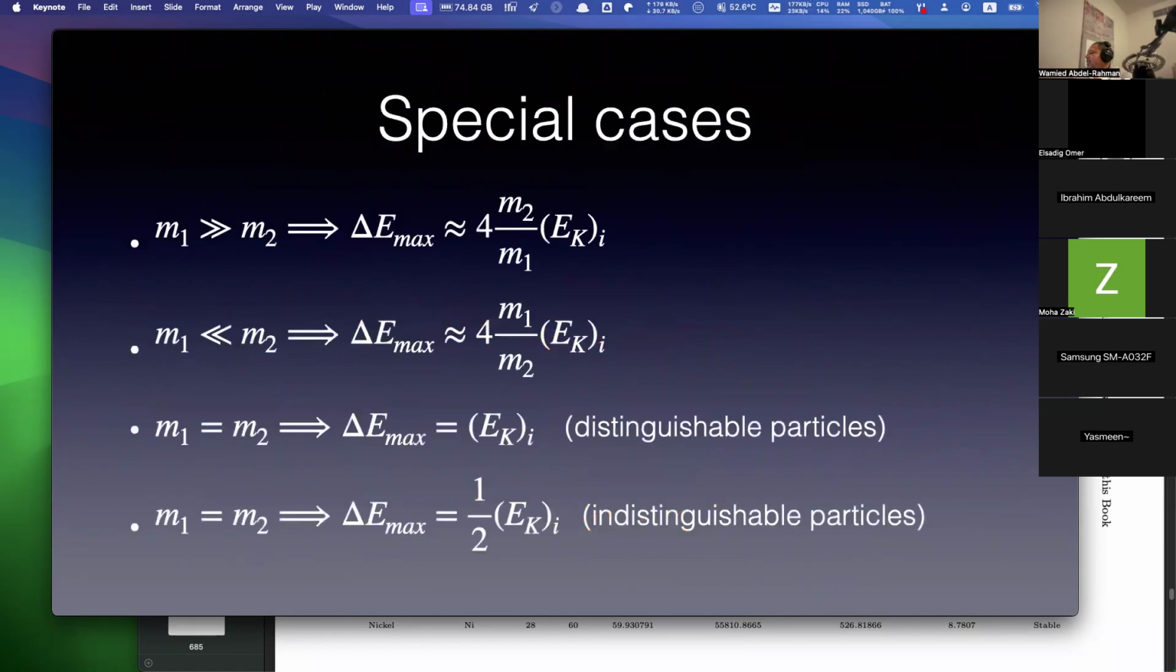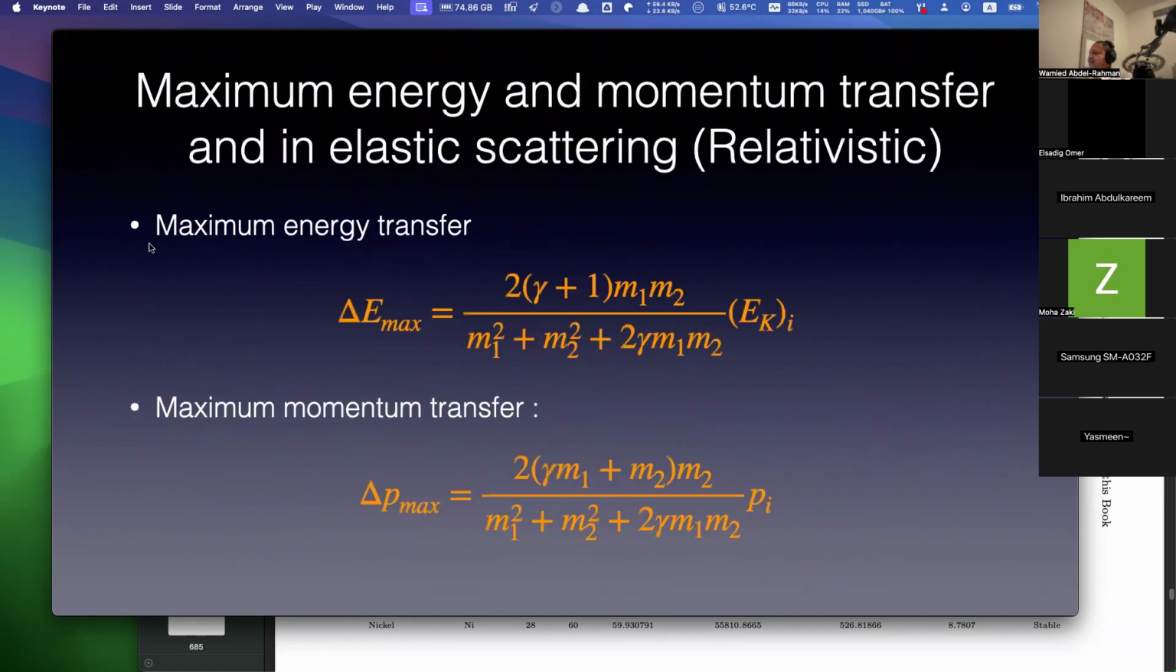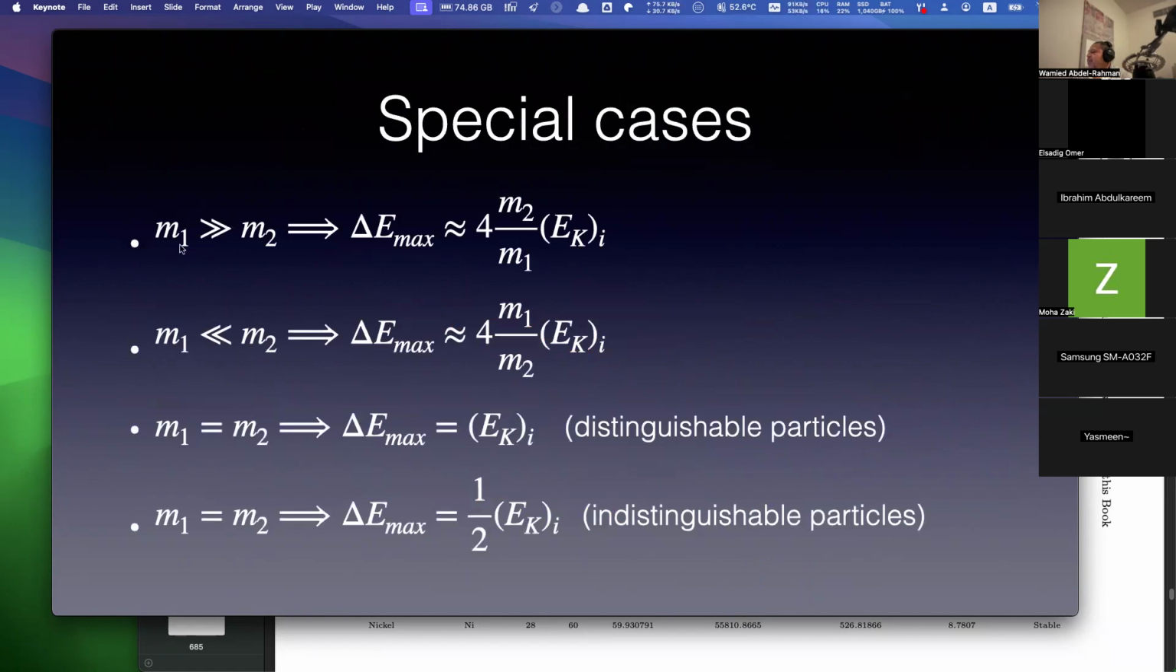So let's look at some special cases. Special case 1 is when M1, the mass of the projectile, is much larger than the mass of the target. An example would be an alpha particle or a proton hitting an electron. What is then the maximum energy transfer from the proton or the alpha particle to this electron?